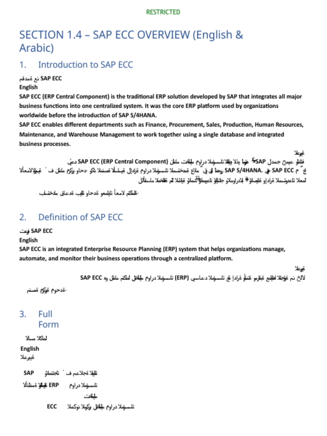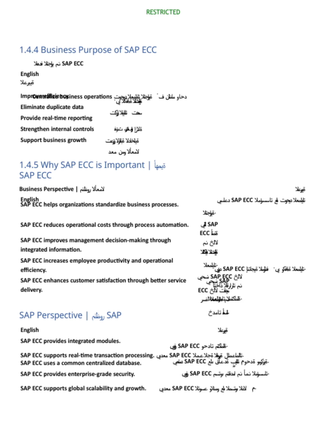It connects departments like finance, sales, procurement, production, HR, and more, all working seamlessly from a single database. This integration helps businesses manage their operations efficiently, with everything linked and automated under one roof. SAP ECC is designed to support global scalability and growth, making it a powerful tool for businesses expanding across borders.